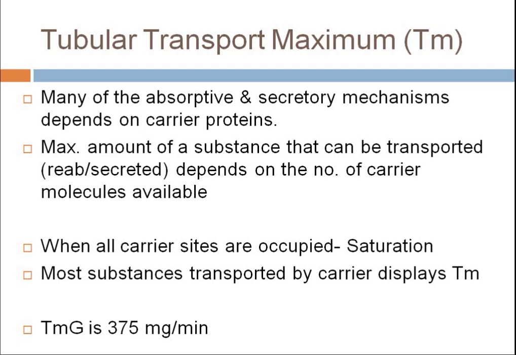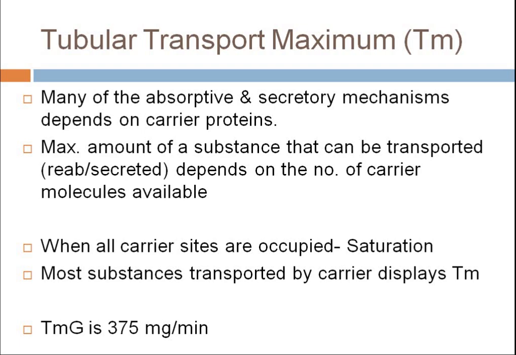So most substances which are transported by carriers display a transport maximum indicated by Tm. That means there is a maximum limit to which this substance can be transported. I'll repeat what transport maximum is. Many substances which are transported by means of carriers have a limit to be transported because a carrier can carry a particular amount of substances only. There is a limit to the number of carriers present on the membrane. So when all carrier sites are saturated, no more substances can be transported. So there is a maximum limit to the transport of substances which follow this means.